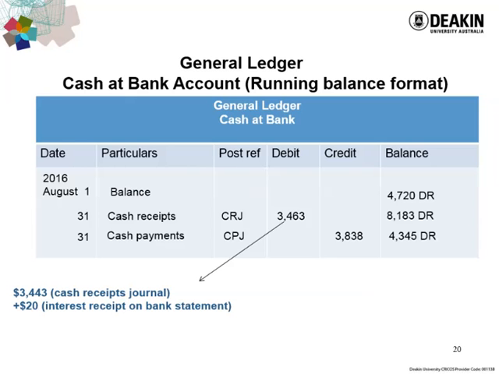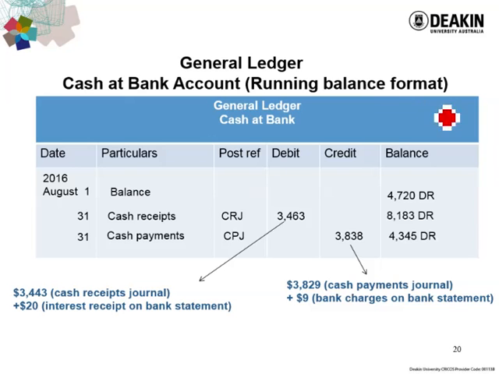Then you credit 3838 for cash payments. This is calculated as 3829 from the cash payment journal plus $9 of bank charges, which have been shown in the bank statement, but you have not previously recorded this. So you have to now record it. This will give you the closing balance debit 4345 for the cash at bank account.